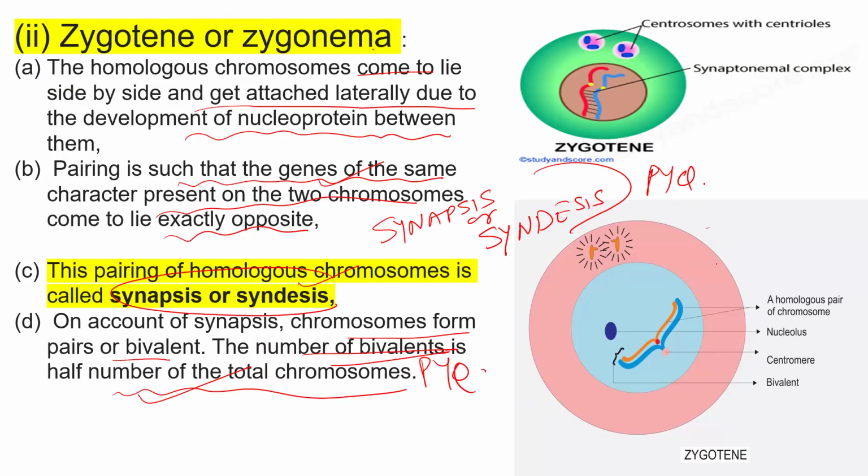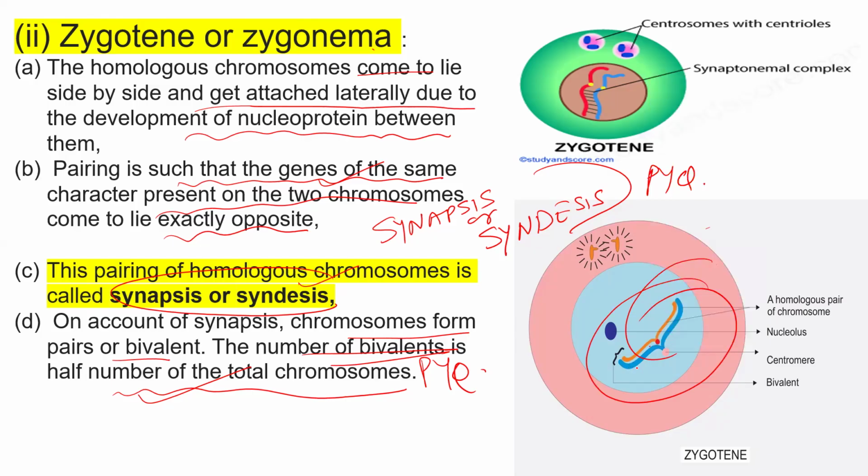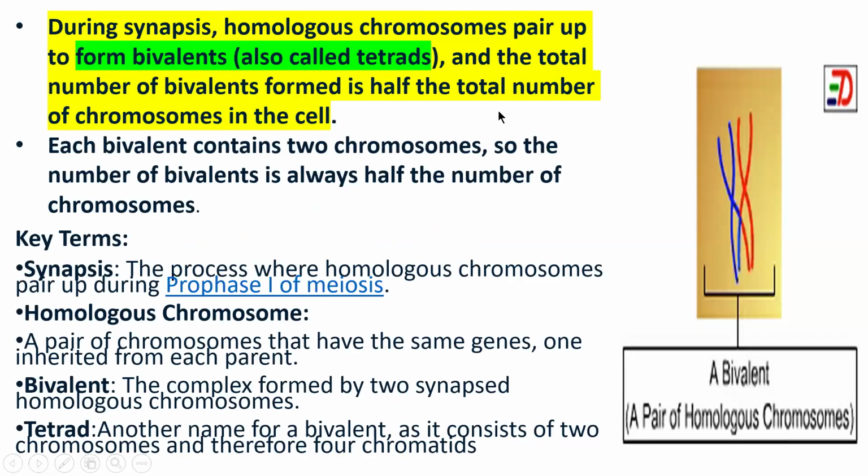So a homologous pair of chromosomes with centromeres is the formation of a bivalent. Look at the image: a bivalent has one from the maternal chromosome and one from the paternal chromosome, one from mother, one from father. So what happens during synapsis? We are learning zygotene. Zygotene means coming together, loving each other.